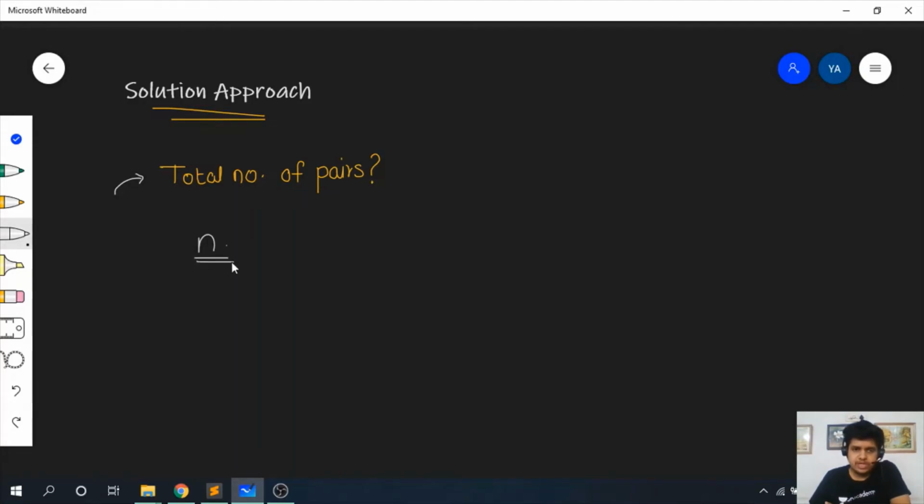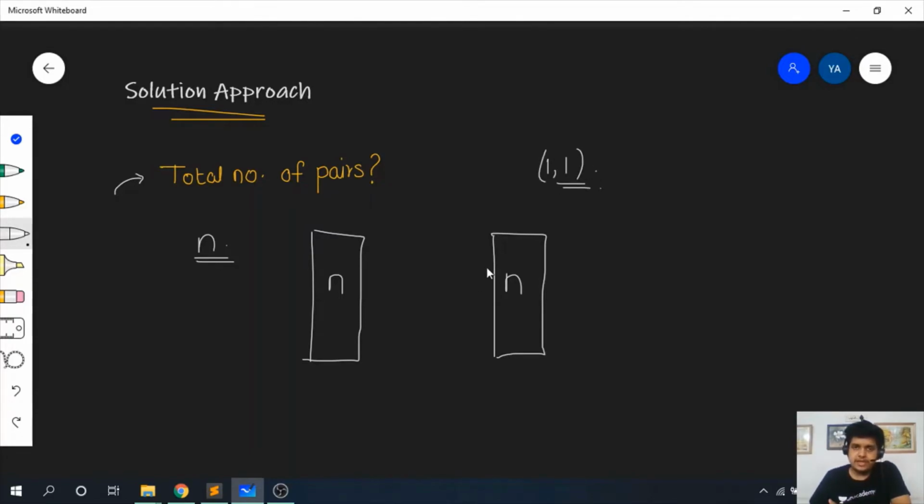We have n nodes with us. Here let us write the possible first node in the pair, and here the number of possibilities for the second node. For the first node in the pair, we have n possibilities, and for the second node we also have n possibilities, because as you saw, we can consider the same node in a pair. So 1 comma 1 is a valid pair. Also we consider ordered pairs, right? So 1 comma 3 and 3 comma 1 are different pairs. So n times n, therefore we will have a total of n squared pairs.